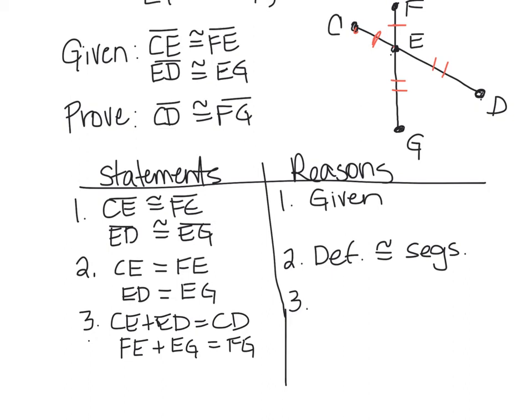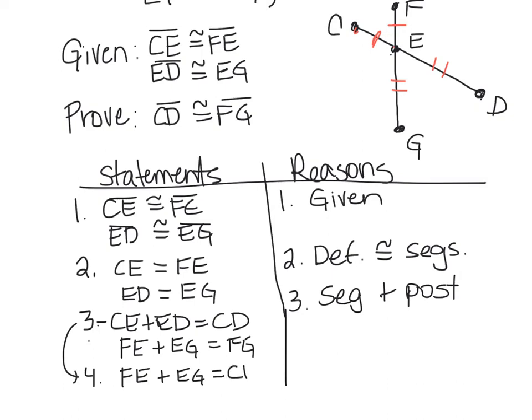So how do I know that? What rule would I put? What justification? And write segment addition postulate. Since CE is equal to FE, I could rewrite this equation and replace the CE with an FE because they're equal. So FE, now I'm rewriting this first equation, okay? FE plus, well, ED is equal to EG. So instead of writing ED, I'm going to write EG. But CD equals itself, I mean, CD doesn't have anything, so I'm not substituting anything else.